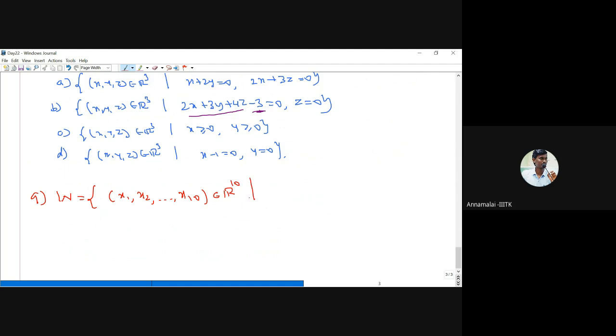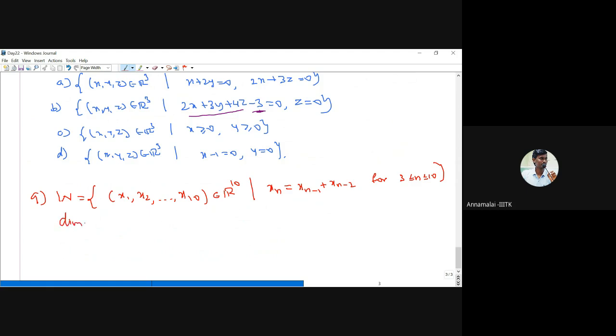such that what is the condition? Any xn equals xn minus 1 plus xn minus 2, for what values of n? For 3 less than or equal to n less than or equal to 10. If n lies between 3 and 10, this xn can be replaced as xn minus 1 plus xn minus 2, that is the sum of the previous two terms. Now what is the question? What is the dimension of W?